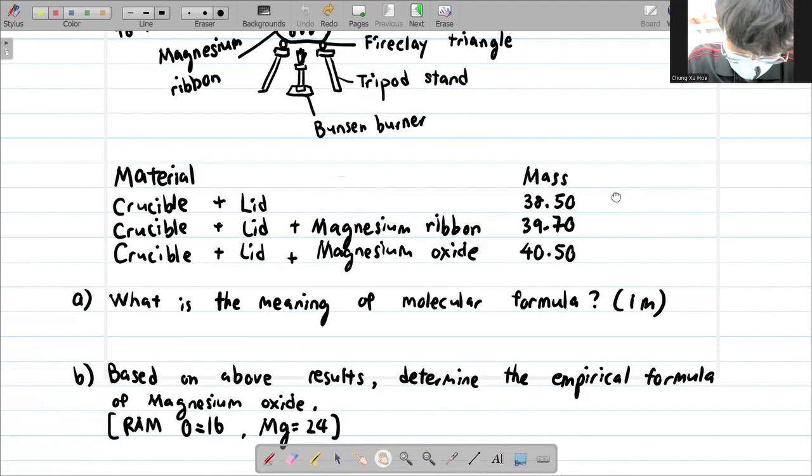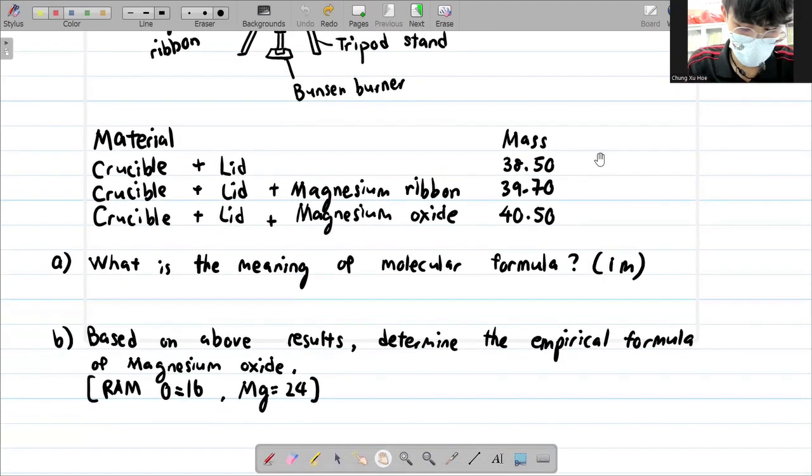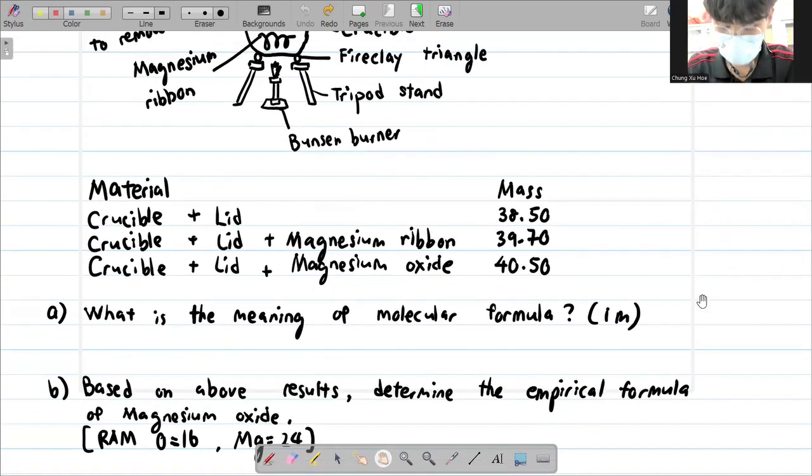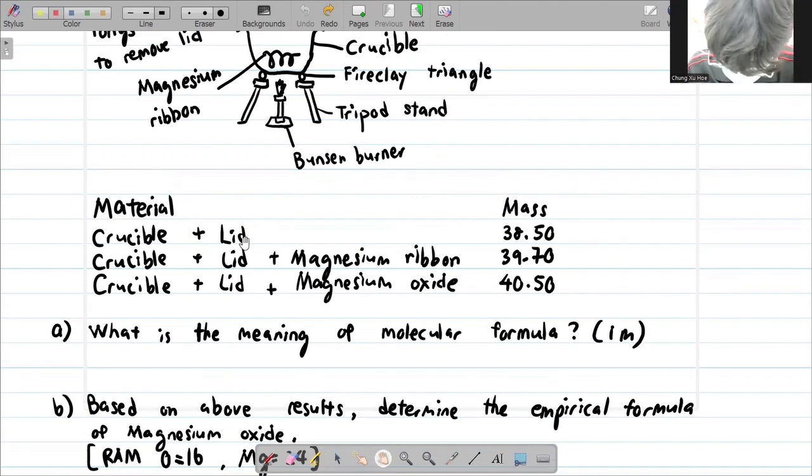So here it says, a given material, you have your crucible and your lid together, it's 38.50. Crucible, lid, magnesium ribbon together, you get your 39.70. Crucible, lid, and magnesium oxide, you get your 40.50. Okay, listen up. Magnesium ribbon is just your magnesium, as simple as that. But magnesium oxide is a totally different case. Magnesium oxide means there's magnesium and oxygen together, while magnesium itself is by itself. So of course, there's a different mass between them.